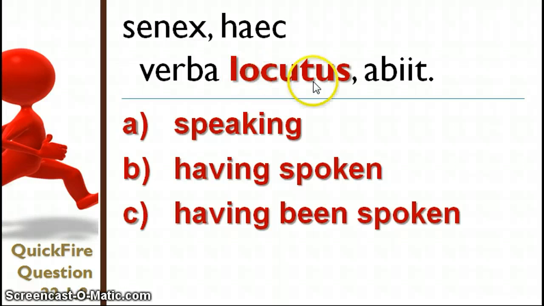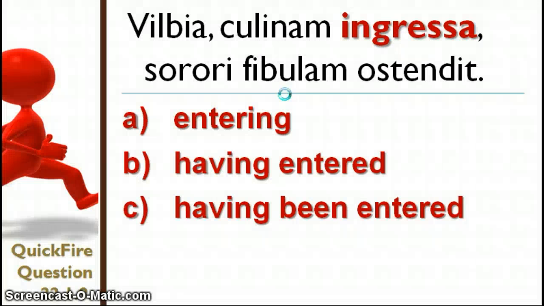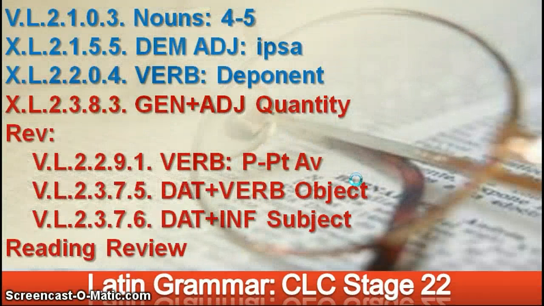Senex haec verba locutus habit, as we can see from locutus, perfect participle agreeing with senex, but it's not having been spoken because it's from the verb loquor, having spoken. You just have to memorize these deponents. They're found in the glossary, but that helps with memorization. Ingressa, oh, it's referring to will be, but when I look in the glossary, it's ingredior, therefore it's deponent. Having been entered? No, that would be unseemly. It's having entered. Moving on to the next grammatical concept of genitive plus adjective, a quantity.